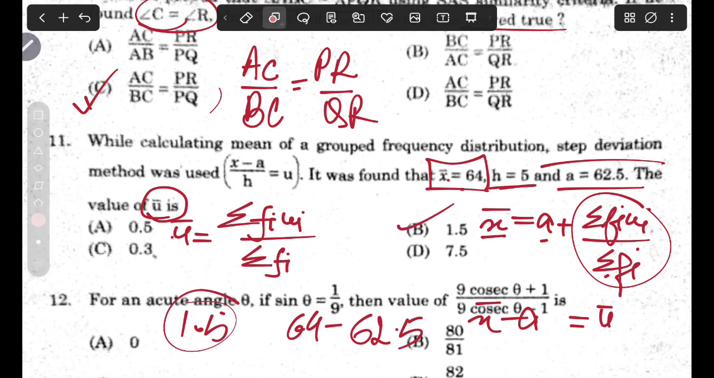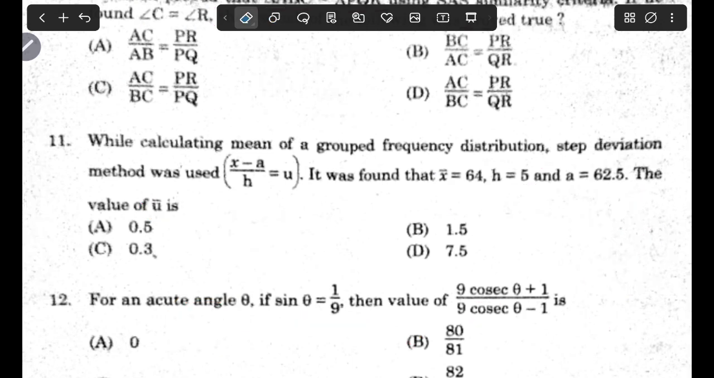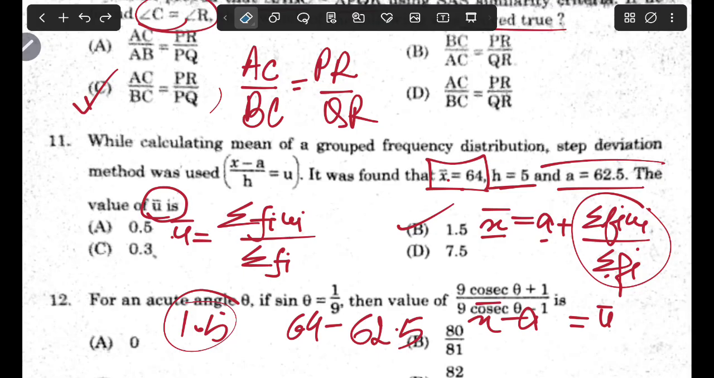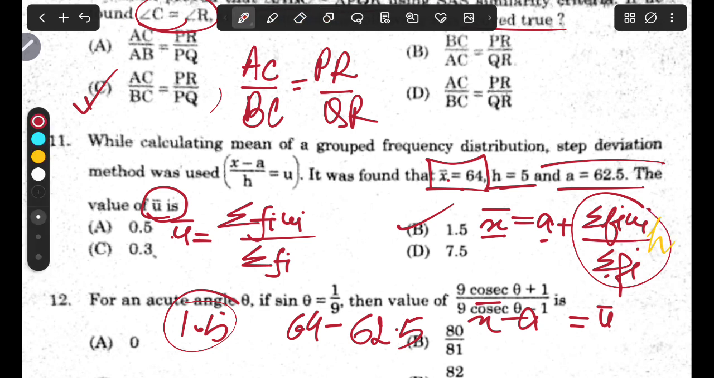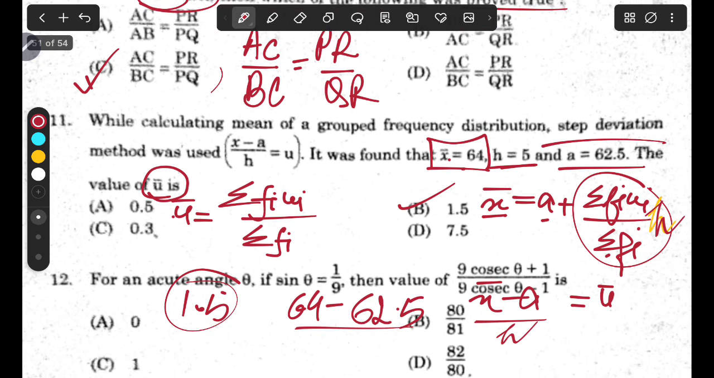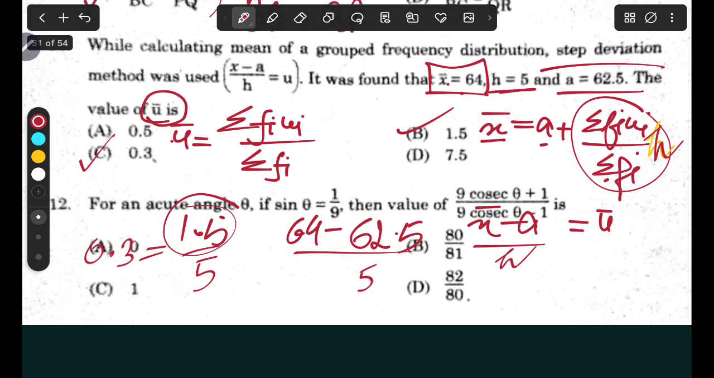No, sorry, it is a step deviation method. Extremely sorry, we haven't used the formula correctly. Here H also comes into the game. So we are supposed to divide this by H, which is 5. 1.5 by 5 comes out to be 0.3. C is the answer. Step deviation, not assumed mean method. C is going to be the answer.